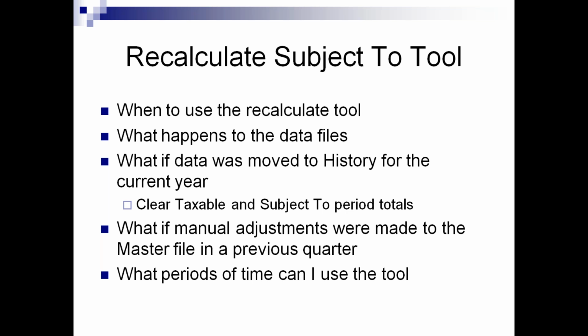Now, what if manual adjustments were made to the master file in a previous quarter? They get overridden, because this is going to go back and it's going to adjust everywhere that it can. So it would adjust the current month, the current quarter, the prior quarter, the current year, the prior year, depending on what files you use. Okay. And then what periods of time can I use the tool? Current year, current quarter, prior quarter, current month, prior month. So it's affecting all of those periods of time when you run the Recalculate Subject to.